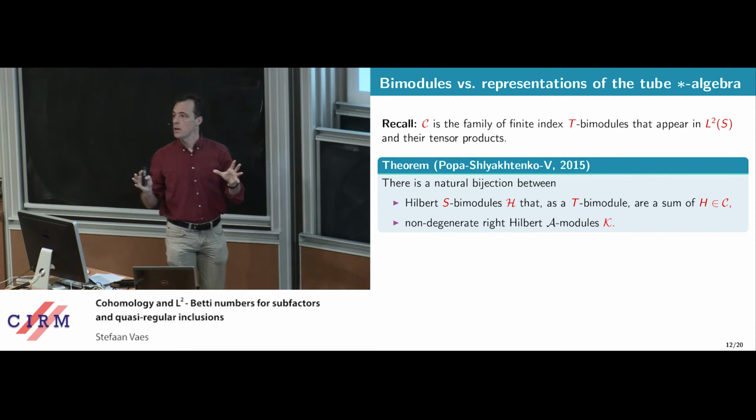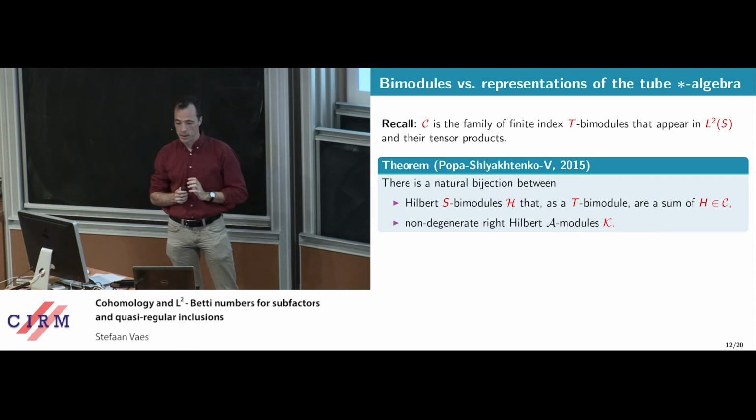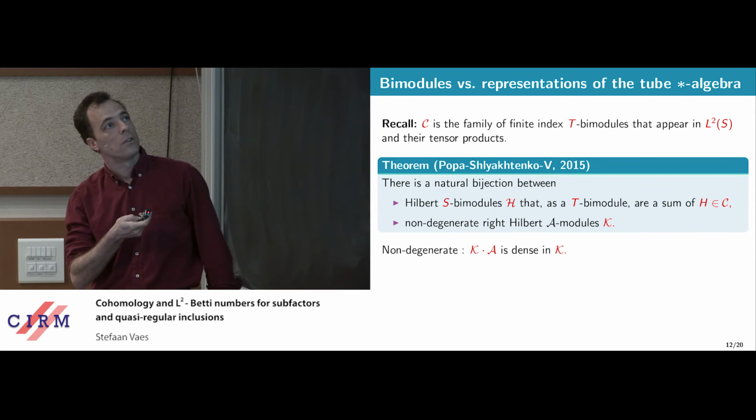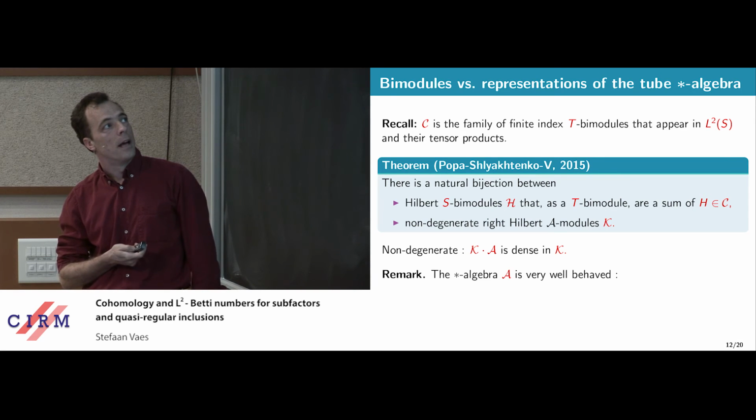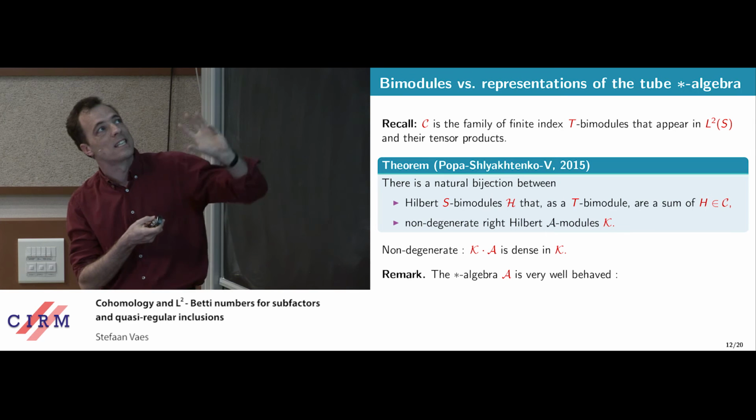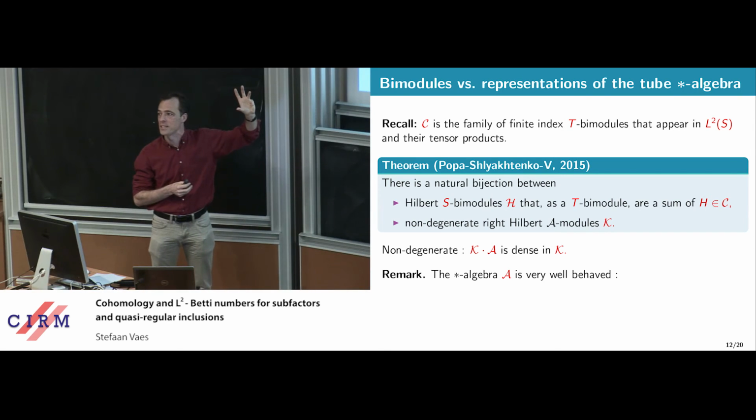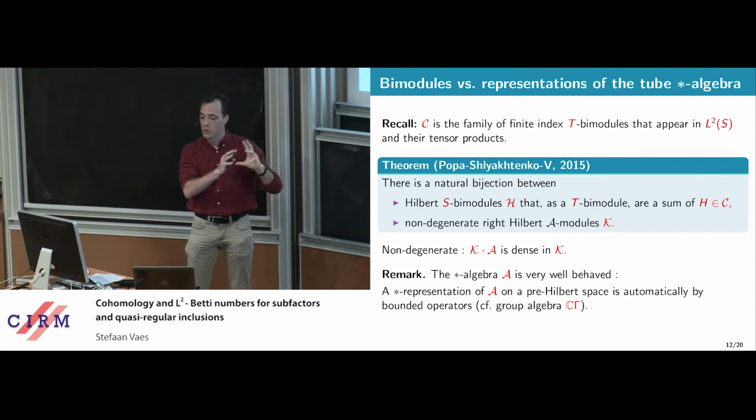So I have this abstract star algebra, and Hilbert S bimodules of the right nature are in one-to-one correspondence with Hilbert space representations of this star algebra. Okay, so right A modules, for conventions. This is, of course, the non-degeneracy assumption. And the other remark to make is that, since you have an abstract star algebra, you might wonder what exactly you call a Hilbert space representation. But the star algebra is extremely well behaved in the sense that even if you're just given a star representation on a pre-Hilbert space, then it's already automatically by bounded operators.